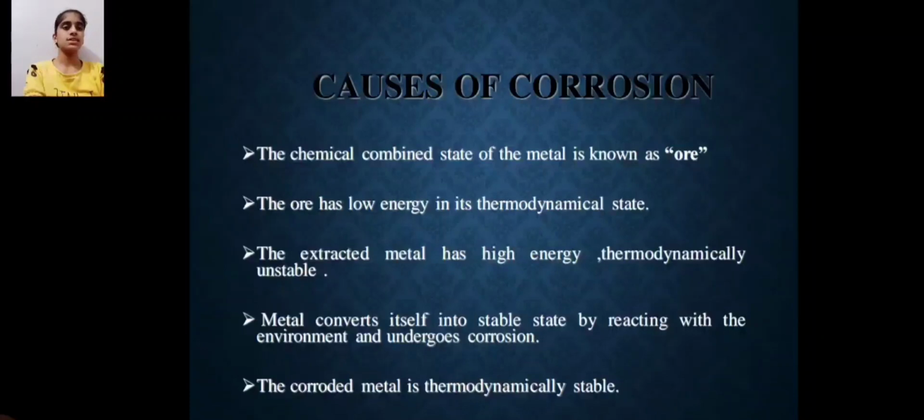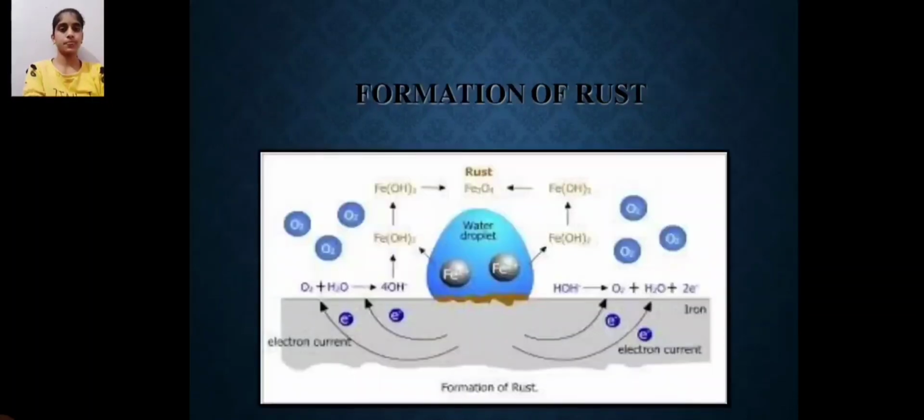Then the next is causes of corrosion. The chemical combined state of the metal is known as ore. The ore has low energy in its thermodynamic state. The extracted metal has high energy, thermodynamically unstable. Metal converts itself into a stable state by reacting with the environment and undergoes corrosion. The corroded metal is thermodynamically stable. Then here is the picture of the formation of the rust.